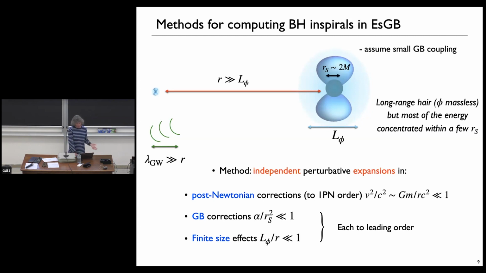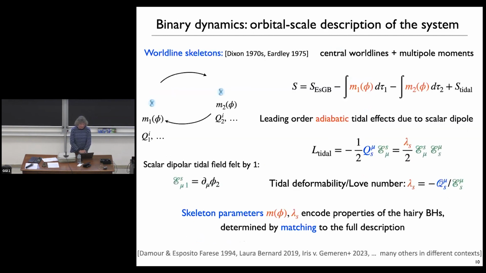And yeah, in each we go to leading order, except for the post-Newtonian corrections, where we go to one post-Newtonian order. And then to describe the binary on the orbital scale, a typical approach is that the two black holes and their scalar condensates are reduced to just some center of mass world lines plus a bunch of multipole moments that describe all the effects of their internal structure or possible spins, which we neglect here.